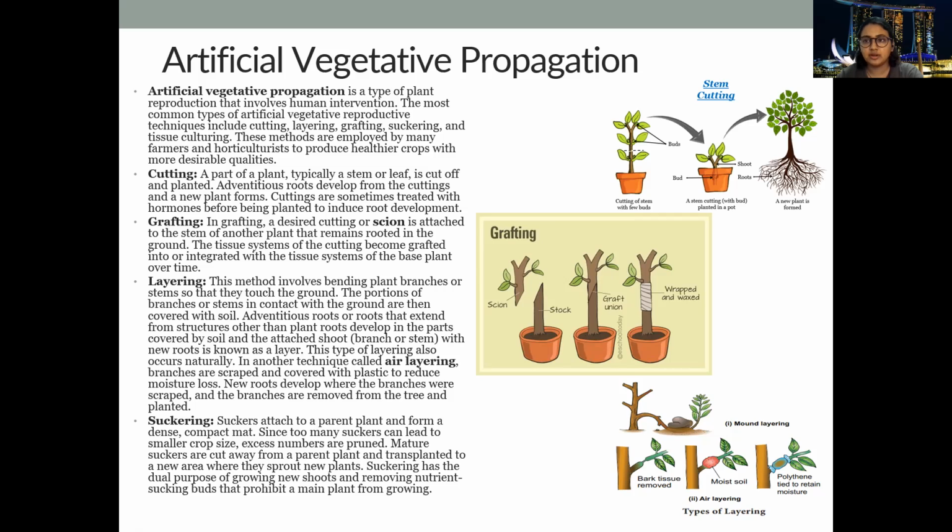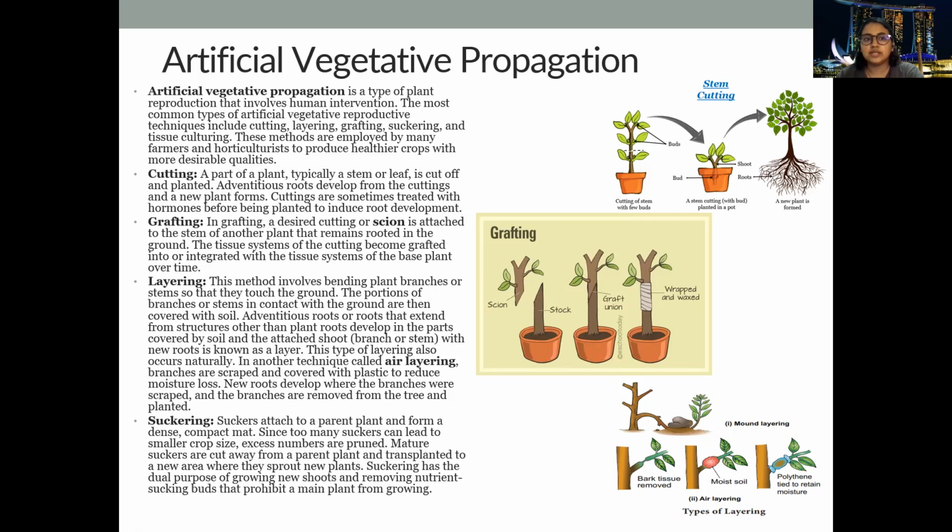It is the process of making a new individual, right? Then we learned the types of reproduction. There are two main types: asexual reproduction and sexual reproduction. Then we discussed in detail the asexual kind of reproduction. We learned that it is the process of reproduction where there is no involvement of gametes and fertilization, and where only a single parent is involved.